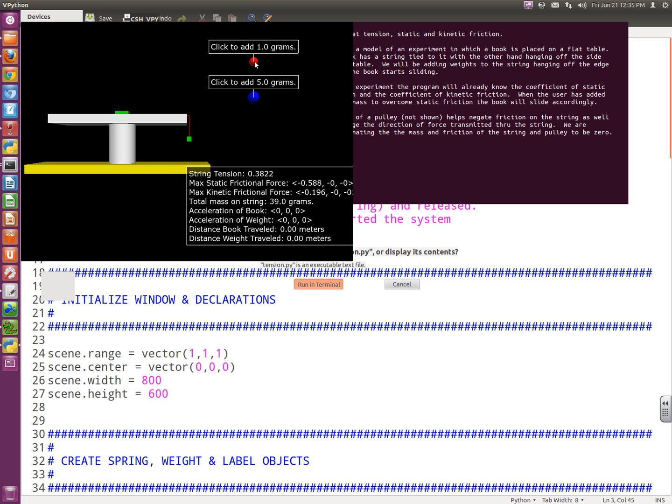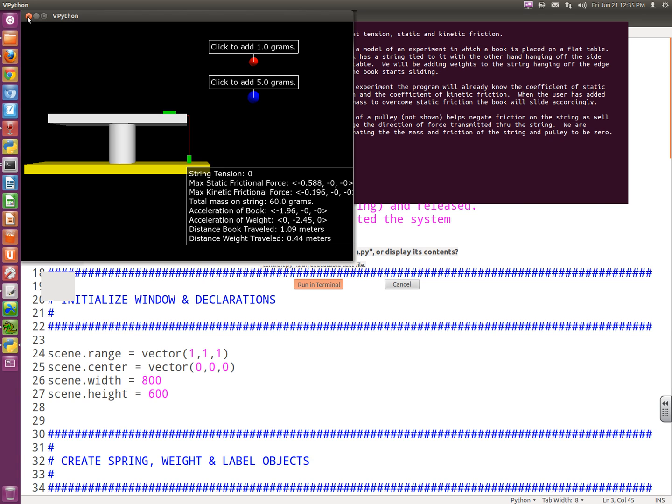39 grams, 40 grams, 41, and so on, up through 57 grams, 58, 59, 60. Oh, there you go. That was the cutoff right there.